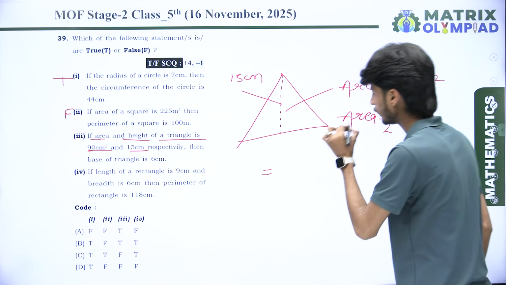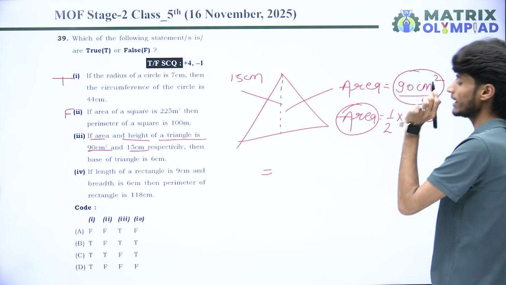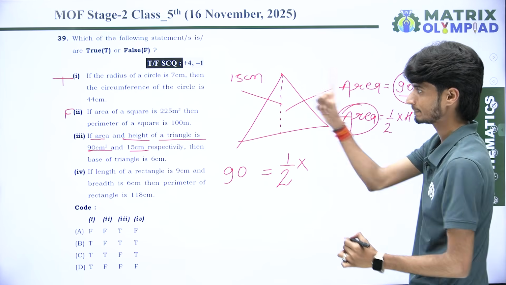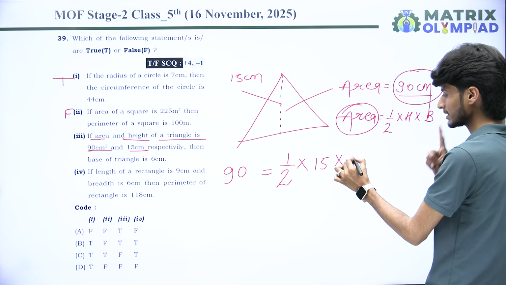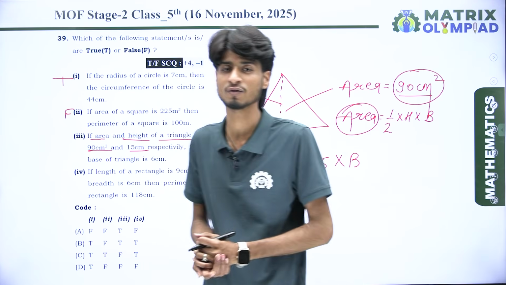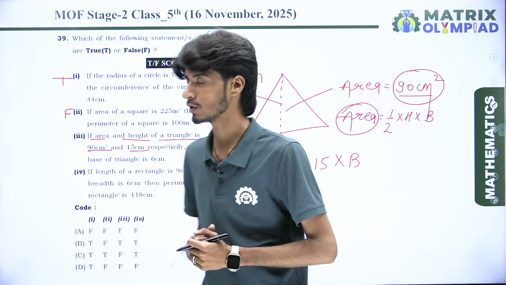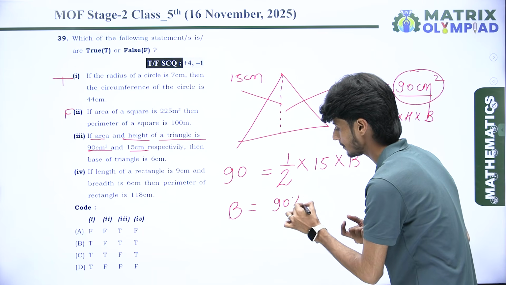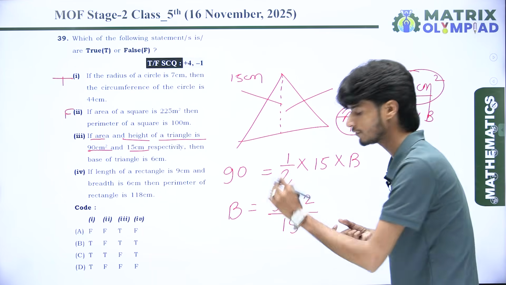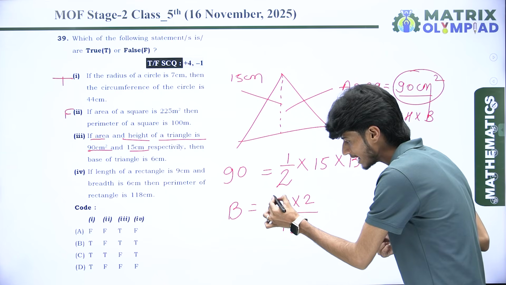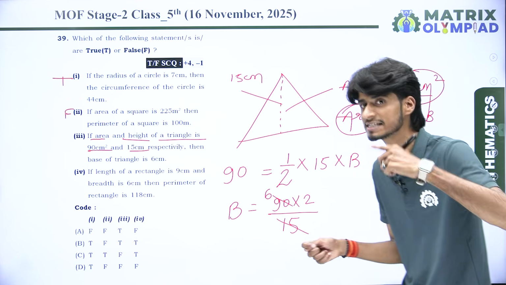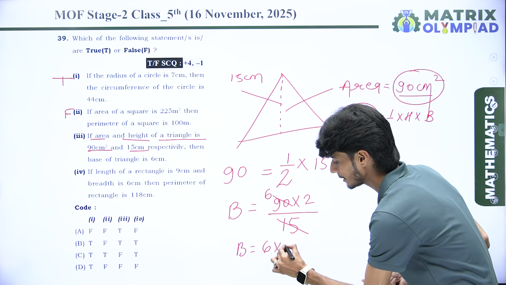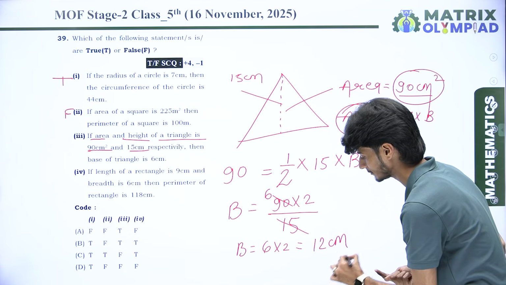Okay, put the value of area, which is equal to 90 centimeter square. That means 90 is equal to 1 upon 2 multiplied by height. Height is equal to 15. And the base, we don't know the base of the triangle because we want to find out the measurement of the base. So let's change the place of 2 and 15. Then you get b equal to 90 multiplied by 2 divided by 15. Now, whenever you divide 90 by 15, you get 6 because 15 sixes are 90. Now we multiply 6 by 2, then b is equal to 6 multiplied by 2, then we get 12 centimeter.